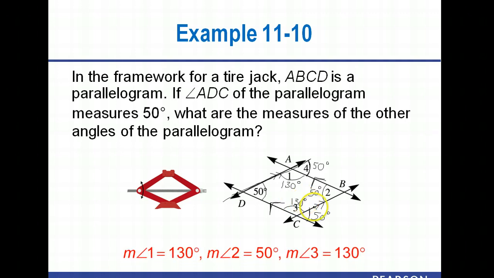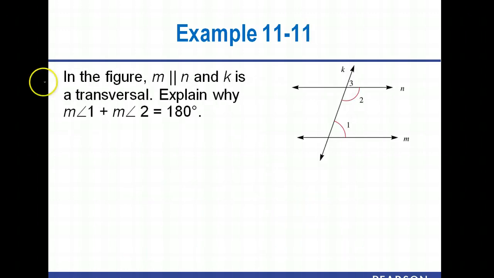Okay? And let's see if we're right. Measure of angle 1 is 130 degrees, 2 is 50 degrees, and 3 is also 130 degrees. Excellent. All right, so let's try this example.